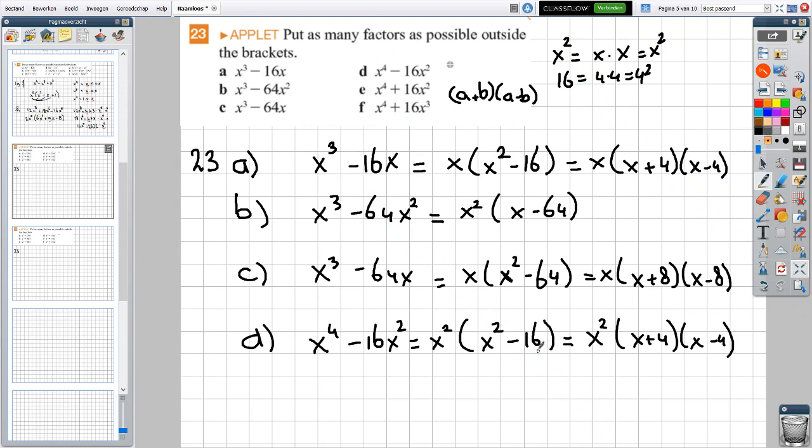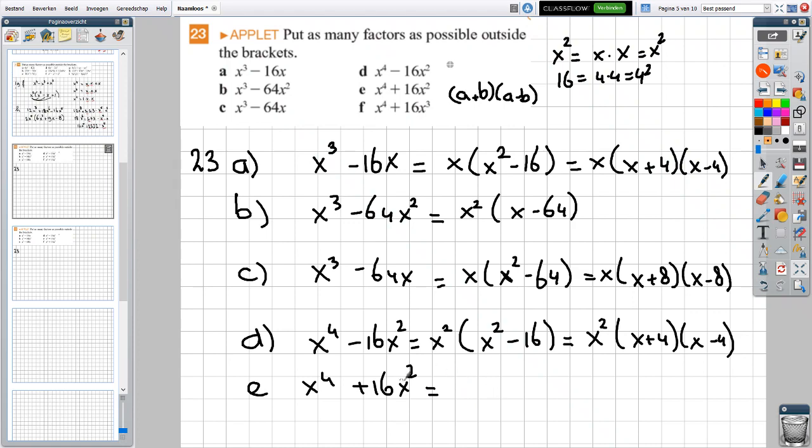So I always do it in two steps, as you can see. I first get the common factors outside the brackets, and then I take a look: do I have a difference of two squares left inside of my brackets? Let's do E: x to the power 4 plus 16x squared.